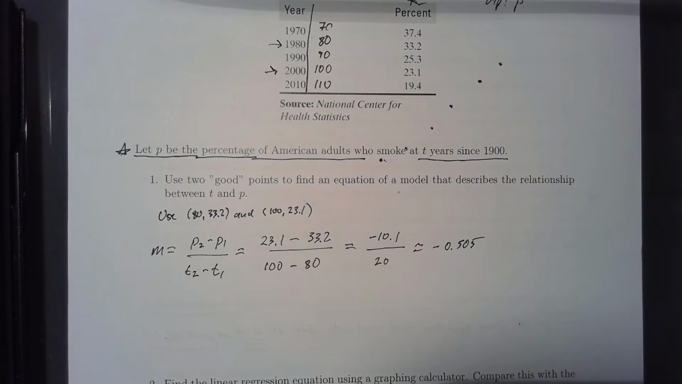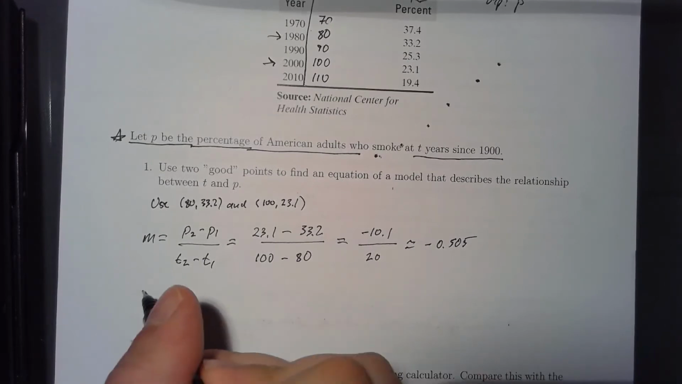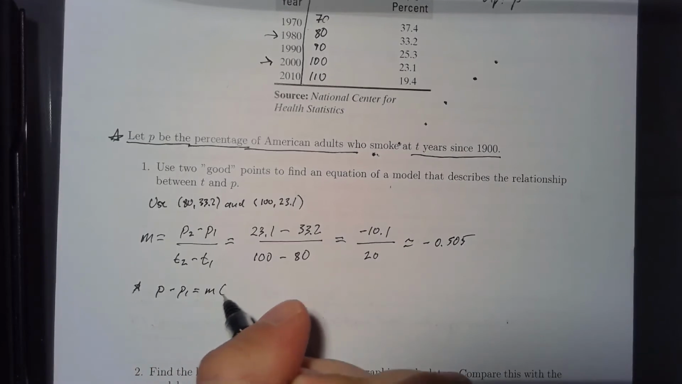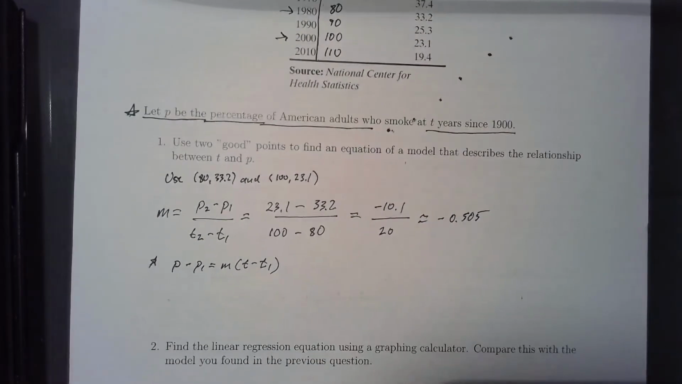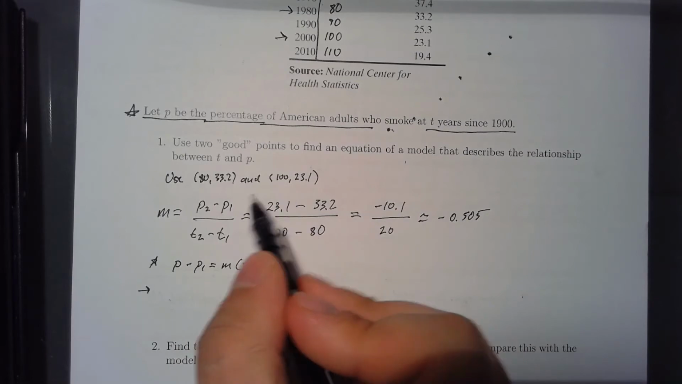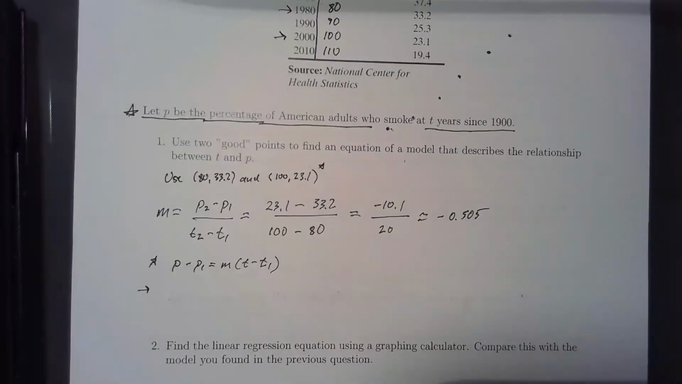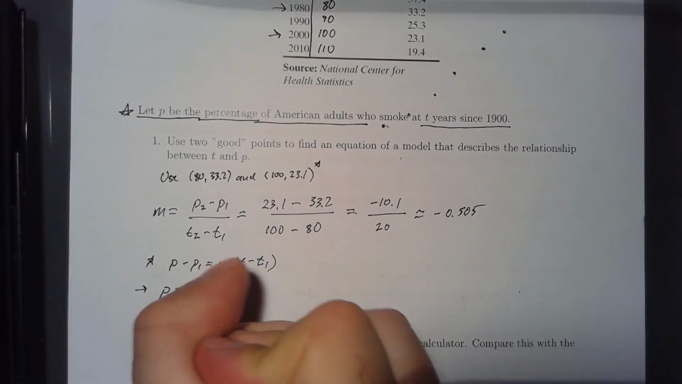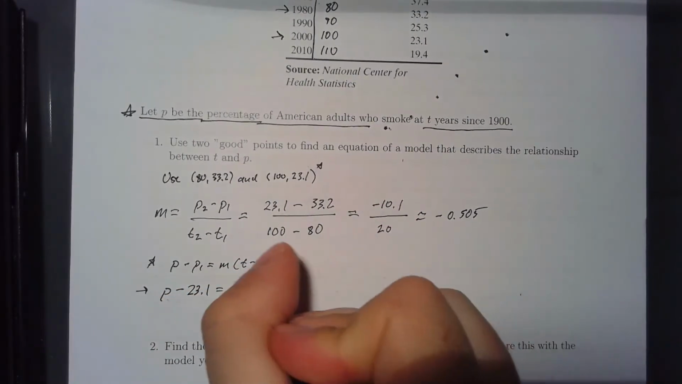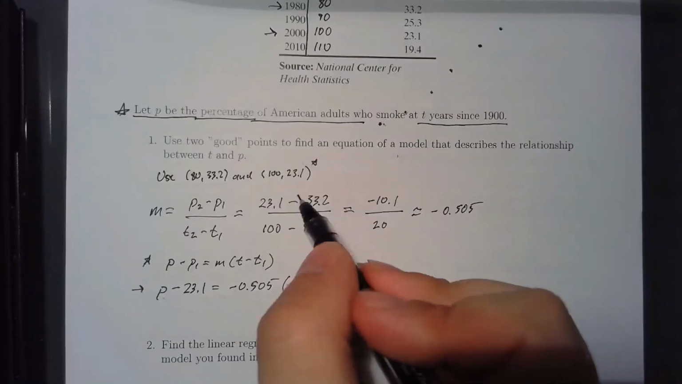All right. Now, I'm just going to use point slope form, right? Which is going to be P minus P1 equals the slope times T minus T1, that's my point slope form. So I'm going to pick either this one or this one, remember. I'm going to pick this one just because, I don't know, I feel like it. So P minus, so P is 23.1 equals the slope, which is negative 0.505 times the quantity T minus, and T there is going to be 100.